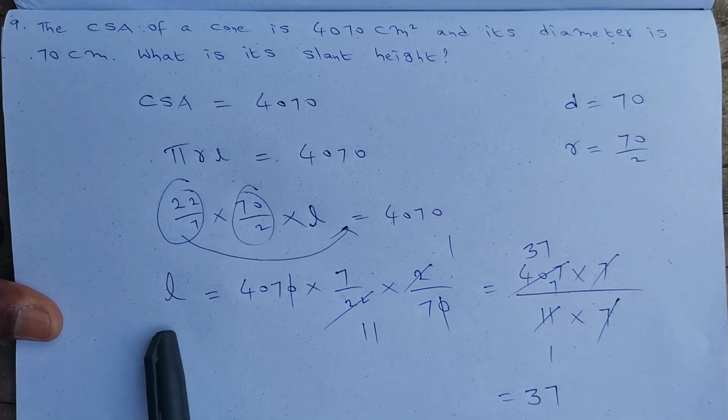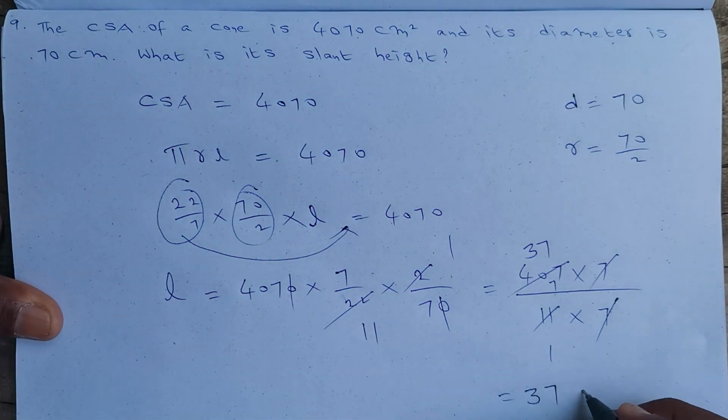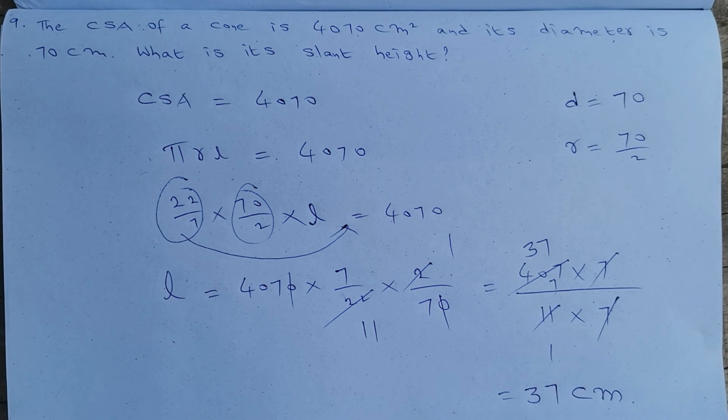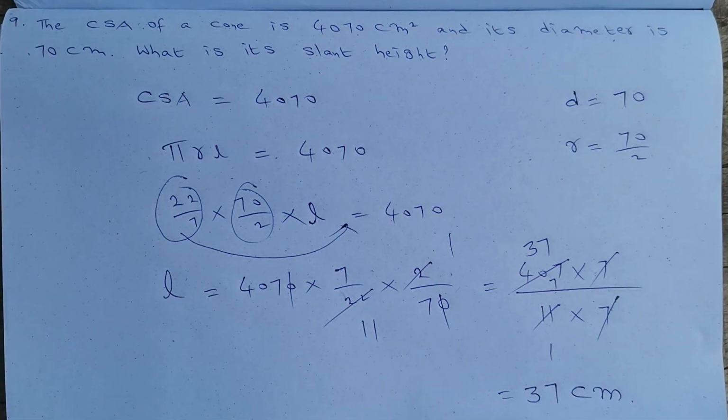And we are finding slant height. All the measurements are in centimeters only. So this is also centimeters. So slant height of the cone with the area 4070 is 37 centimeters.